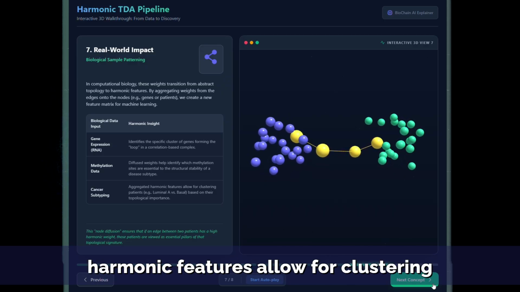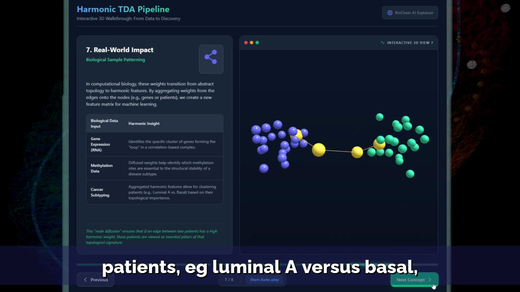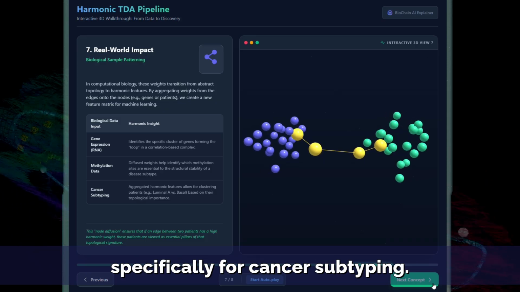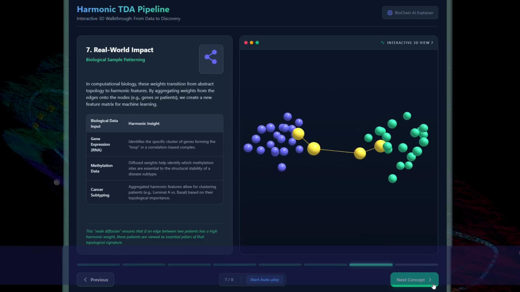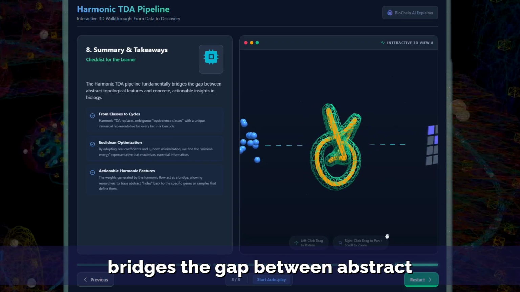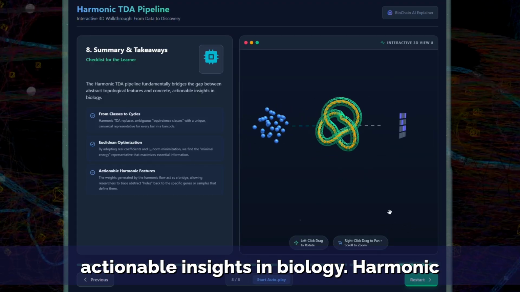Aggregating complex harmonic features allows for clustering patients, e.g. luminal A versus basal, based on their topological importance, specifically for cancer subtyping. The Harmonic TDA pipeline fundamentally bridges the gap between abstract topological features and concrete, actionable insights in biology.